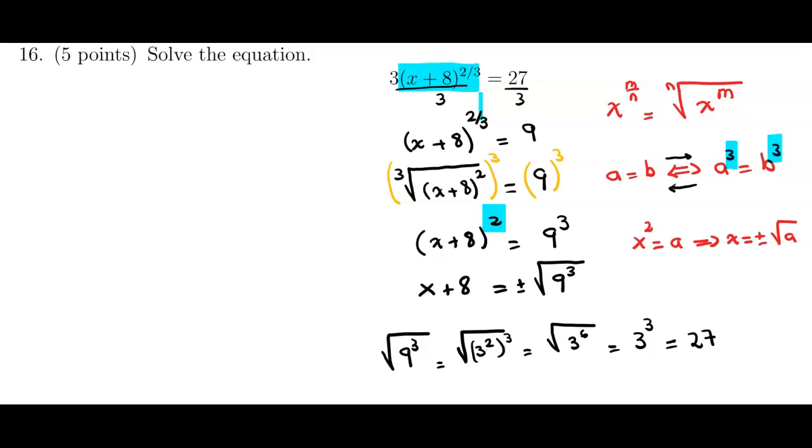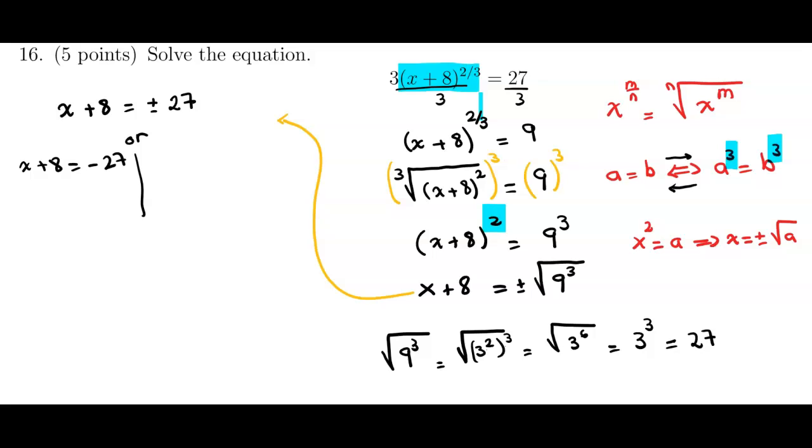Let's take the previous equation back here and rewrite it. This gives me x + 8 equals plus or minus 27. Now I'm going to separate them into two equations. Either x + 8 is going to be equal to minus 27, or x + 8 is going to be equal to plus 27.